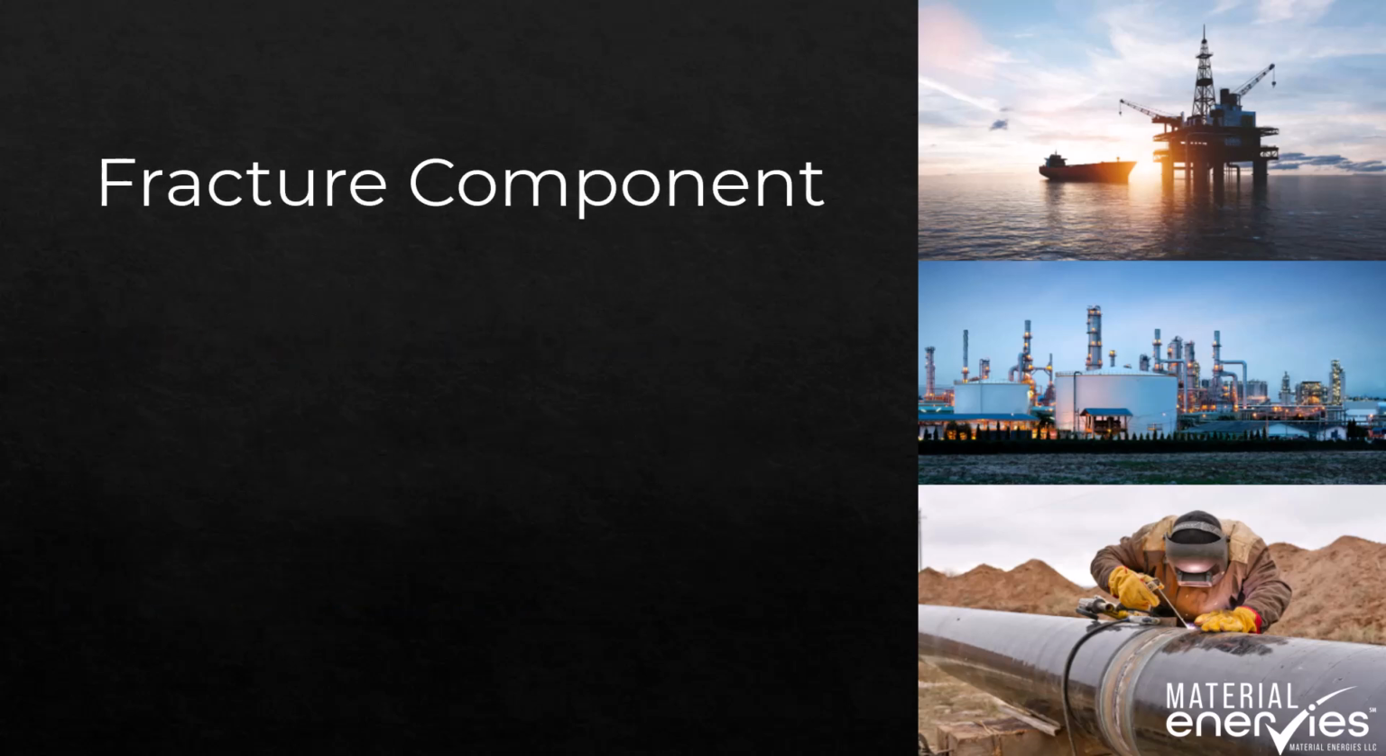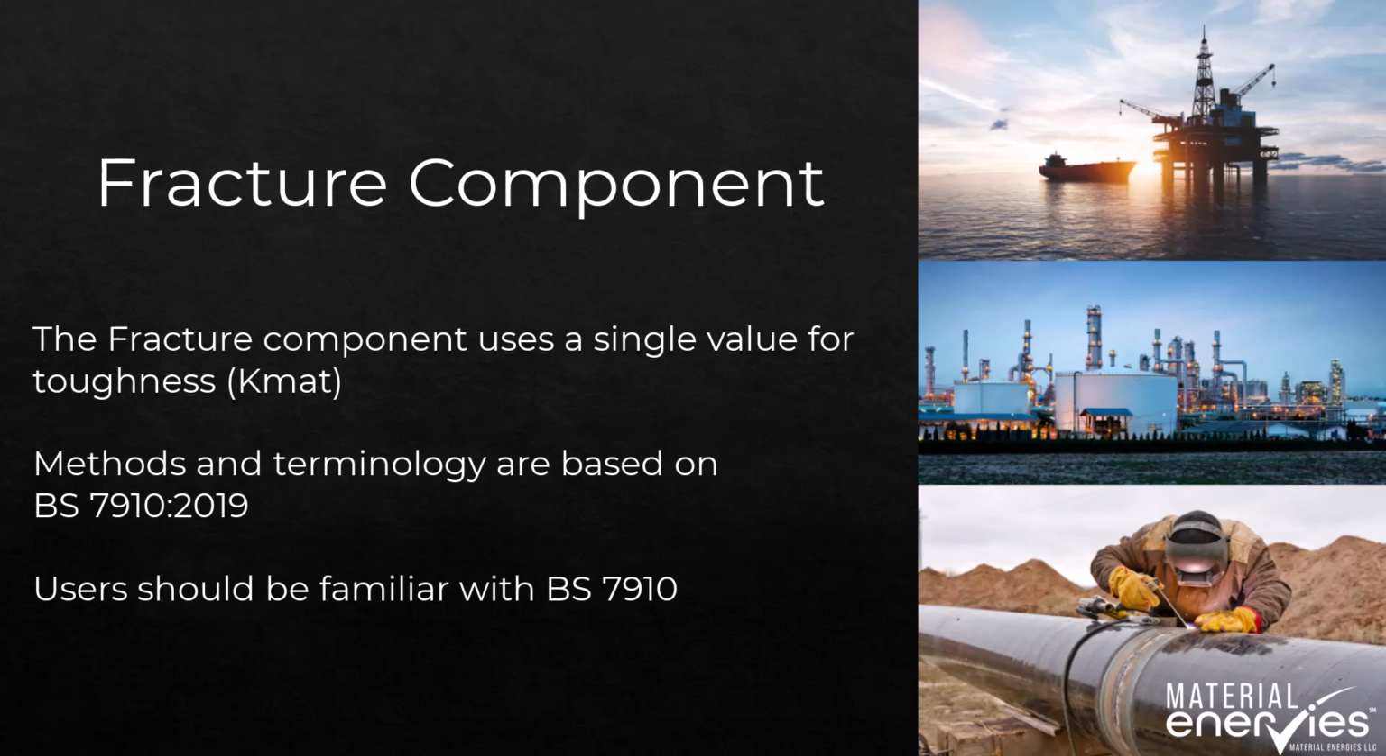As discussed in the introduction video, Material ECA encapsulates functionality as components, which enables flexibility and expandability. In this video, we'll examine the fracture component. The fracture component automates the calculations of the 2019 version of BS 7910, where the material toughness is assumed to be a single value. The methods and terminology used in the fracture component are generally based on those in BS 7910. Users should have their own copy of BS 7910 and be sufficiently familiar with the document.